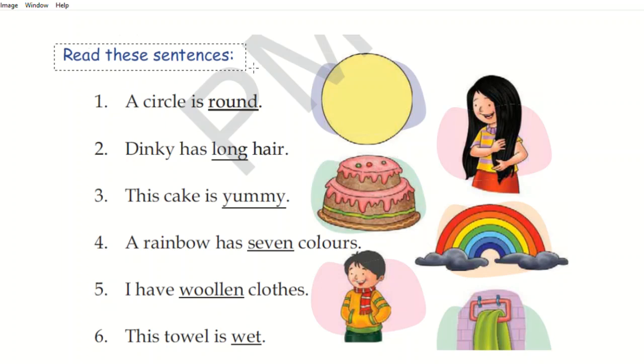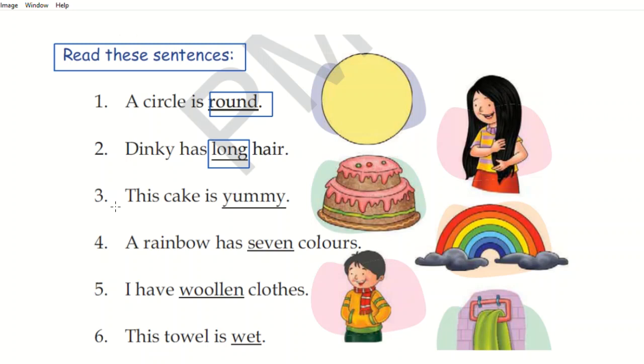Read these sentences. Number 1. A circle is round. In this sentence, circle is the naming word and round is describing it. So here, describing word is round. Sentence 2. Dinky has long hair. Hair is the noun, naming word, and the word long describing it. So the word long is the describing word here.